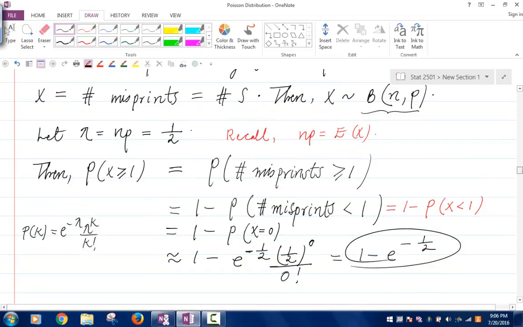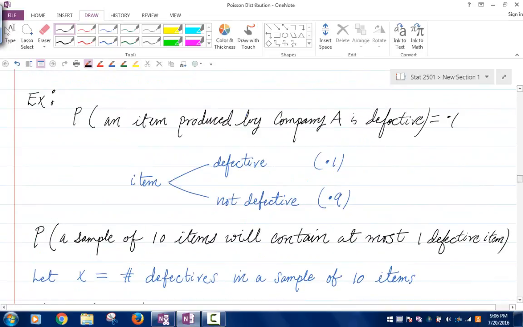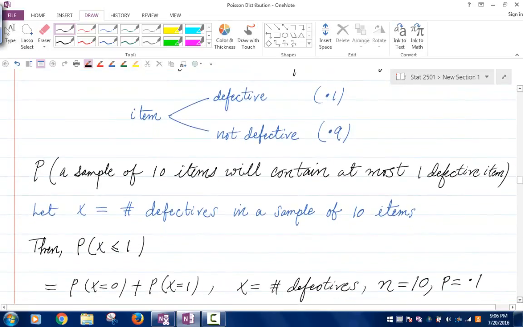Let's do another example. Let's say that the probability that an item produced by a company A is defective is 0.1. That is, each item is either defective or not defective. The probability that an item is defective is 0.1, and so the probability that an item is not defective is 0.9. We want to find the probability that a sample of 10 items will contain at most one defective item. Let X be the number of defective items in a sample of 10 items. Then what we are looking for is the probability that X is at most 1.